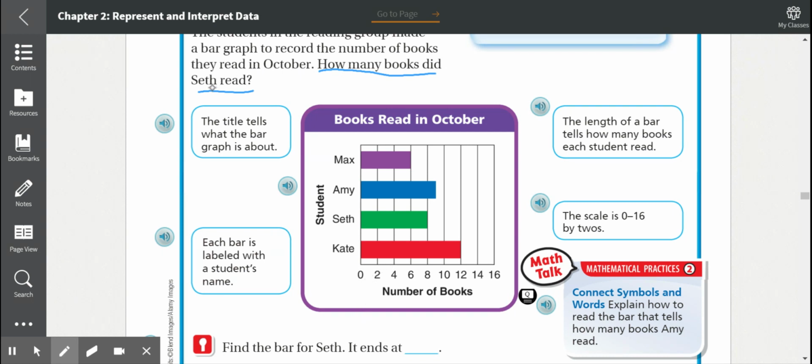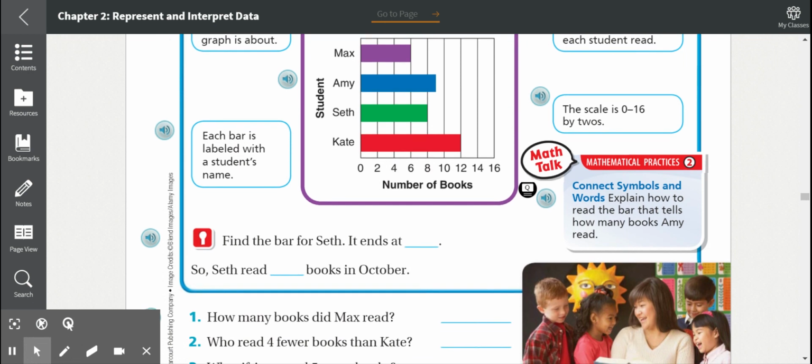So we want to know how many books did Seth read. So here's Kate, and then there's Seth. We're going to go all the way to the end of Seth's bar and go down, and it ends at 8. So we would say, find the bar for Seth. It ends at 8. So Seth read 8 books in October.